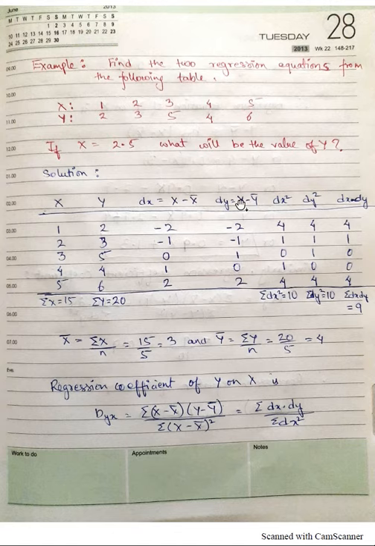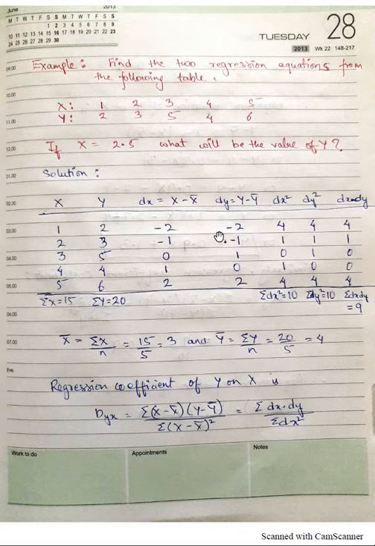Now again dy square is y minus y bar whole square, that is the square of all these values. Minus 2 square is equal to 4, minus 1 square is equal to 1, 1 square is equal to 1, 0 square is equal to 0, 2 square is equal to 4. We add all this together, we get summation dy square or summation y minus y bar square, that is equal to 10.